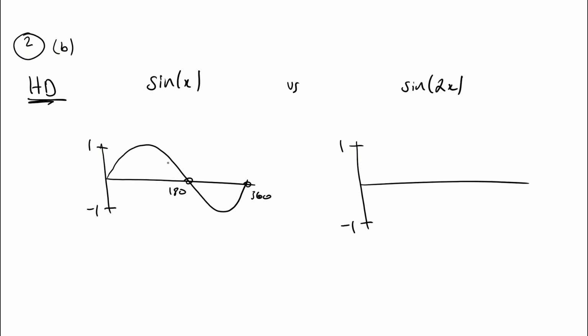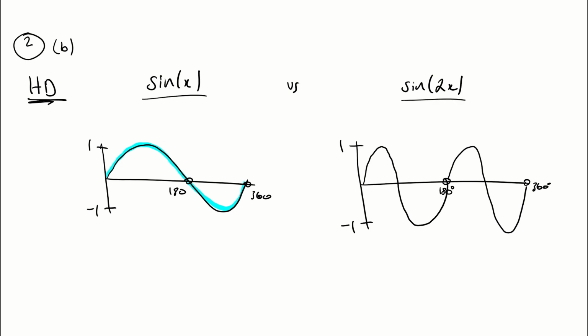However, instead of completing one cycle in 360 degrees, I now need to get that cycle completed twice as fast to compress this function. So I now need to complete a cycle in 180 degrees. I'm going to be coming something like this, and I can fit another one of those into 360 degrees. You can see that this function has compressed itself and it's going twice as fast. That's the difference between sine of x versus the sine of 2x.